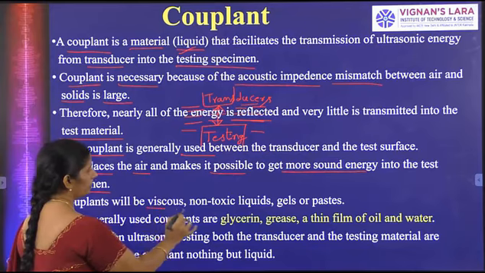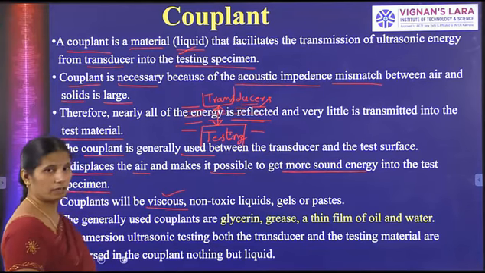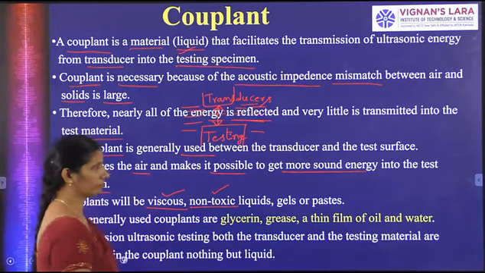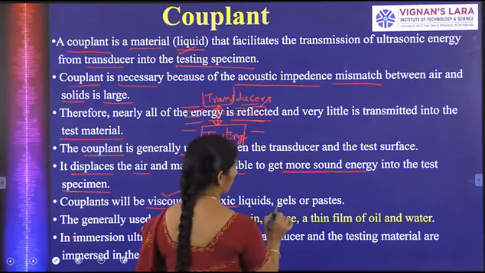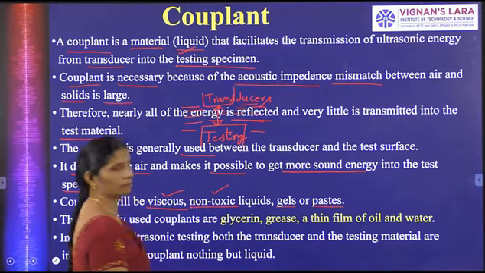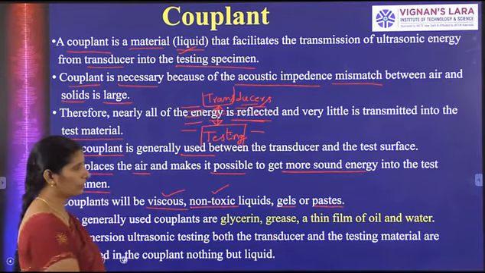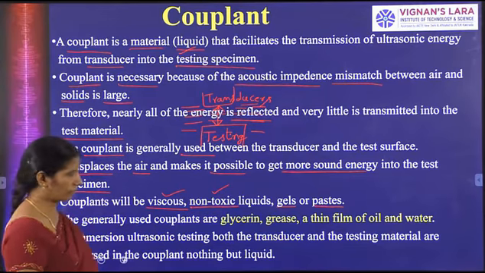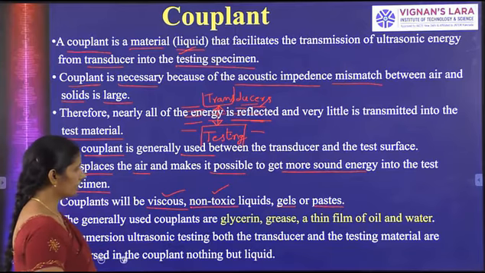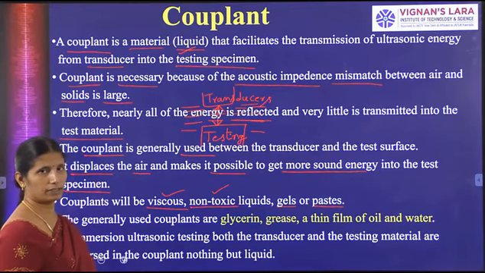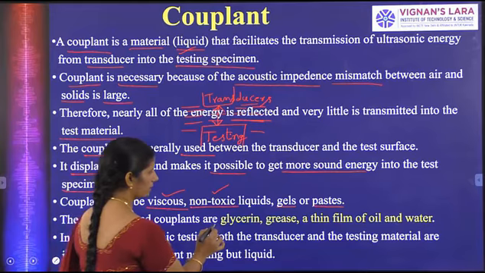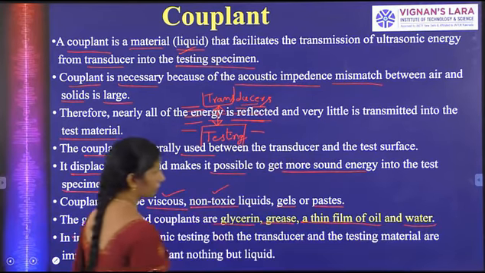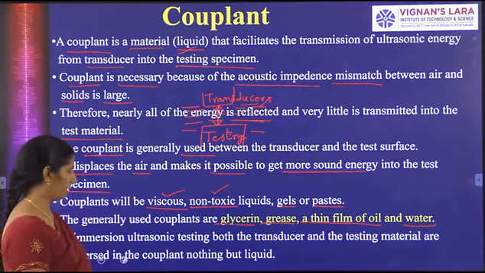Couplant is a highly viscous liquid and it is non-toxic. Couplants are mostly gels and pastes, which are highly viscous and non-toxic. Generally used couplants in daily life are glycerin, grease, a thin film of oil, and water. These are used as couplants.